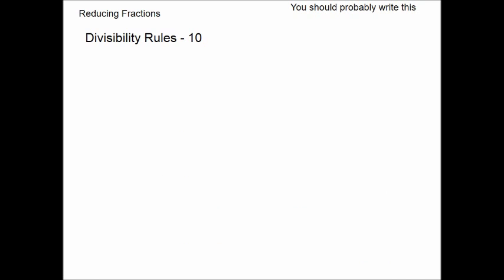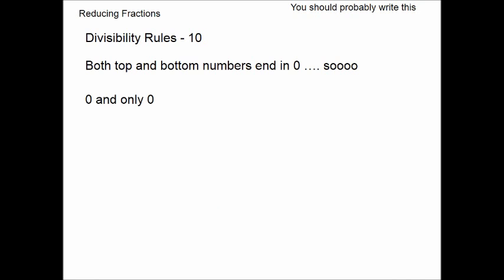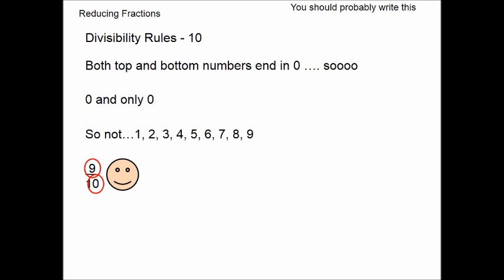Divisibility rule number 10. The top and bottom number end in 0, so 0 and only 0. Not 1, 2, 3, 4, 5, 6, 7, 8, 9. So, for example, 9 over 10. 9 doesn't end in 0. 10 does, but they both have to. So this one is not divisible by 10. Both end numbers have to be 0.